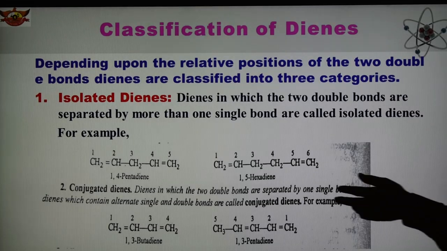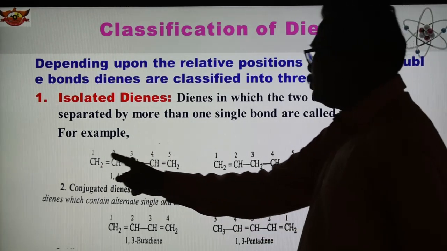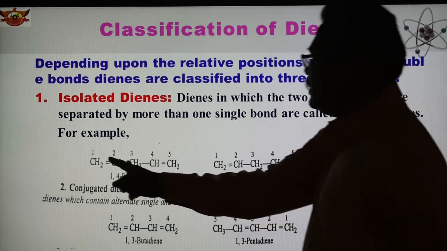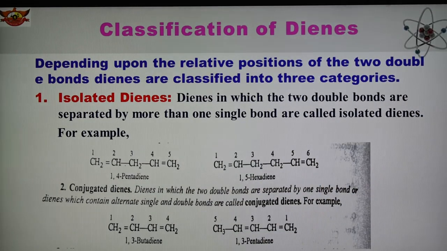So the name of this compound: 5 carbons are there, 1 2 3 4 5, pentadiene, but positions are 1 and 4. तो देखो ये एक से स्टार्ट होता है और ये डबल बॉन्ड 4 पे स्टार्ट होता है, तो 1,4 pentadiene. So this is the isolated diene.